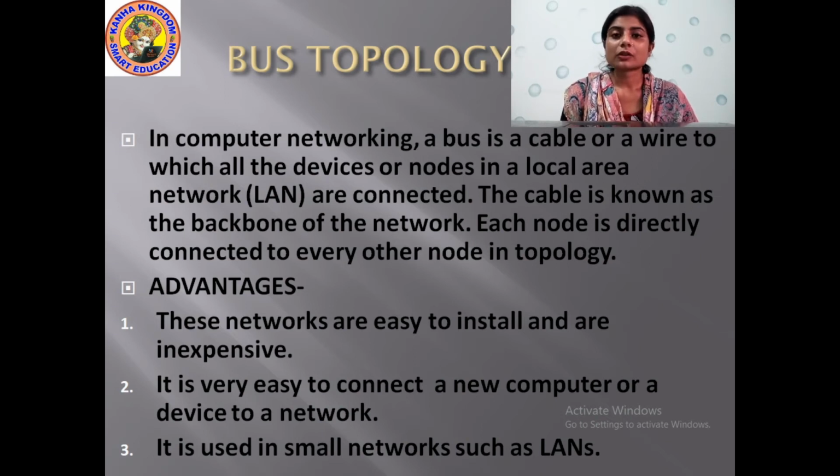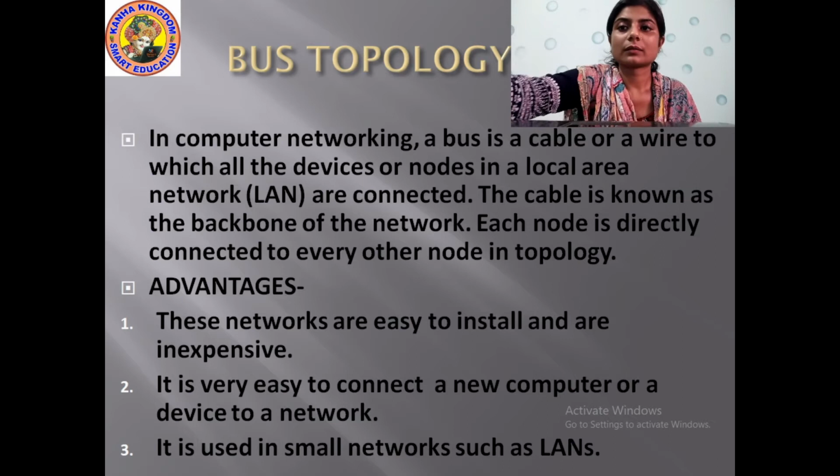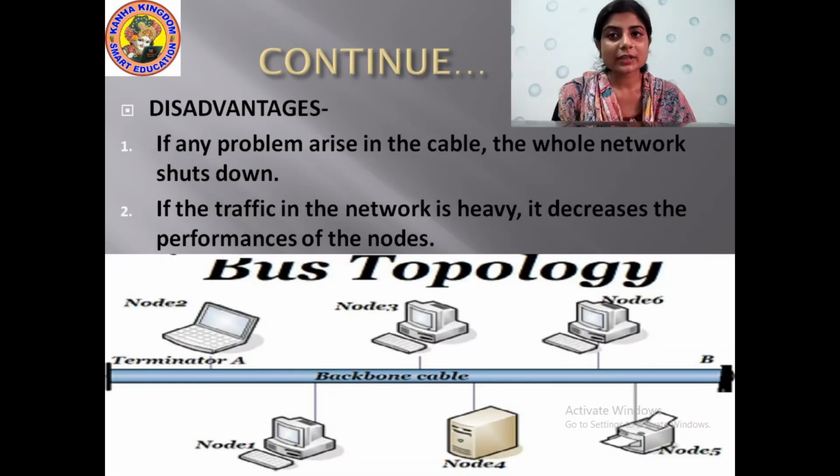Understood? So now let us move to the disadvantages of this topology. So students, what are the disadvantages of this bus topology? Since the devices are attached with the cable to receive the network, if there is any problem in the cable, the whole network shuts down. The devices or the computers which are connected with the cable, if there is any problem in the cable, all the devices and all the computers will automatically shut down.